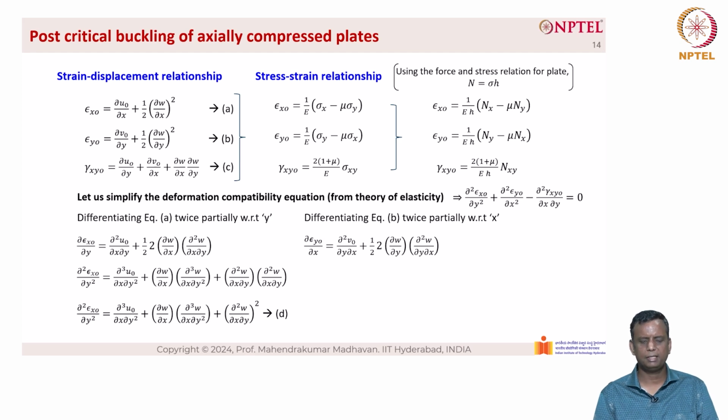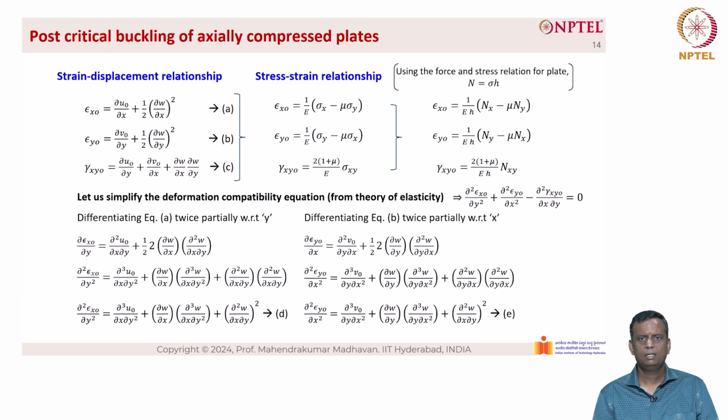So when we differentiate it again with respect to x, we have ∂²εy⁰/∂x² equal to ∂³v⁰/∂y∂x² plus, this 1 by 2 and 2 get cancelled, we have ∂w/∂y, which is kept as a constant when we differentiate it with respect to x. So the second term is ∂³w/∂y∂x². And now we are keeping ∂²w/∂y∂x as constant. The next term is ∂w/∂y, which when we differentiate it, we get ∂²w/∂y∂x.